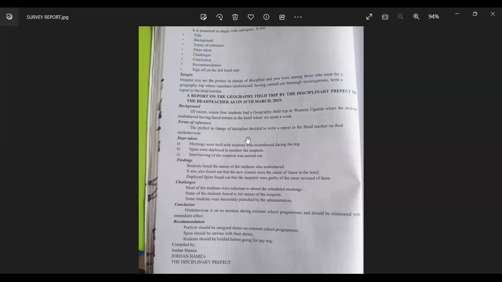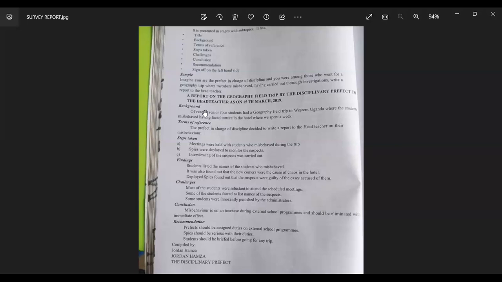So this report also has the keyword investigation. So you have investigated. Now, under investigation, first of all, our title is there. It is answering the questions what, to whom you're writing the report, and about what. So our title is a report on the geography field trip by the disciplinary prefect to the head teacher as on 15th March 2019. So you're answering the question what? A report. About what? A geography trip. Written by who? The disciplinary prefect. To who? To the head teacher. Our title must answer all those questions.